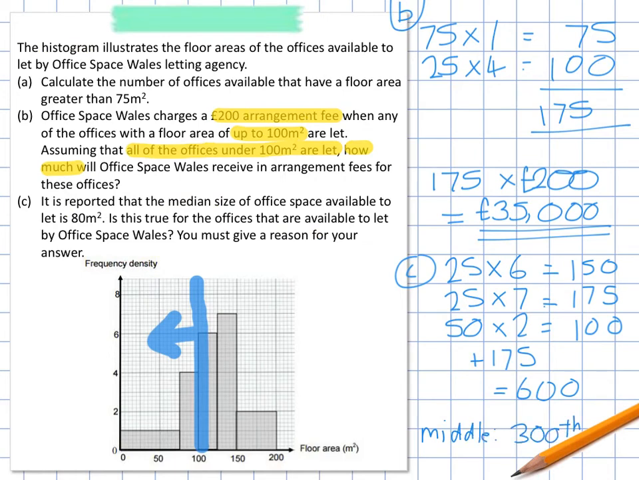And now, just looking at what we found in part B, we know that there are 175 offices in this region here. So the 300th office must be somewhere in sort of this region over here. Knowing that it's going to be bigger than 100 metres squared then, we know that it's definitely not going to be 80 metres squared. So we can just put a little sentence to sort of explain that at the end.